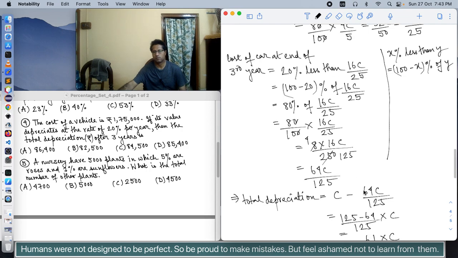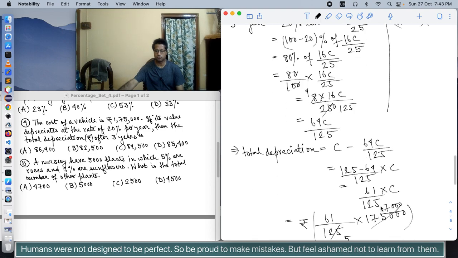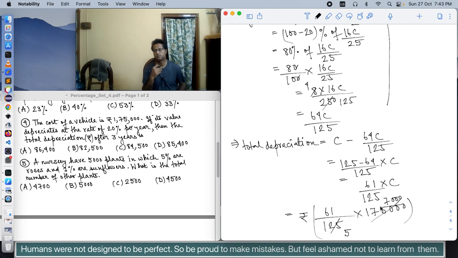64C by 125. So the total depreciation must be the initial price C minus the final price at the end of the third year, 64C by 125. So the total decrease must be C minus 64C by 125, which is equal to 125C minus 64C by 125, which is equal to 61C by 125.